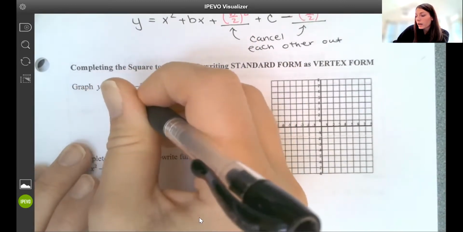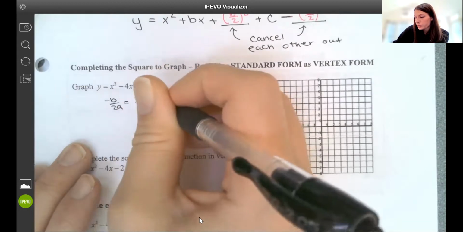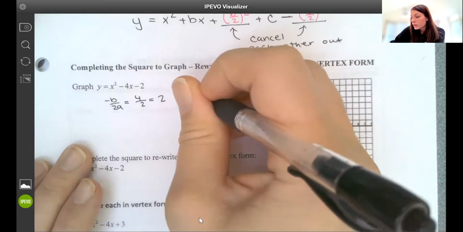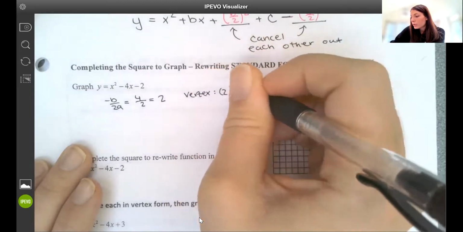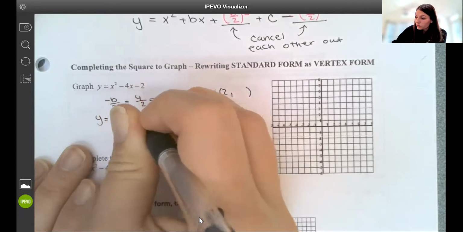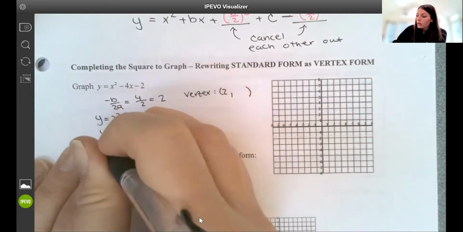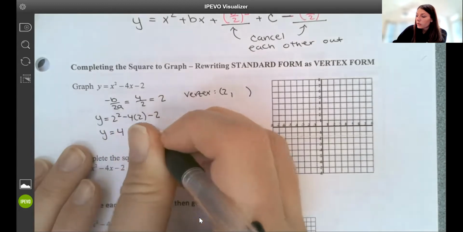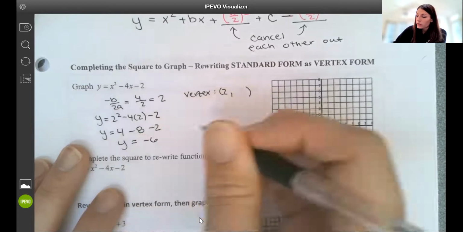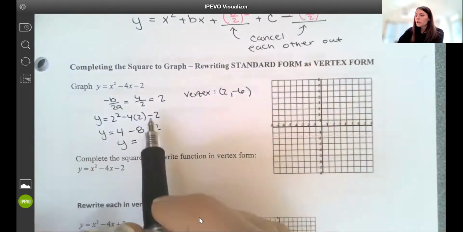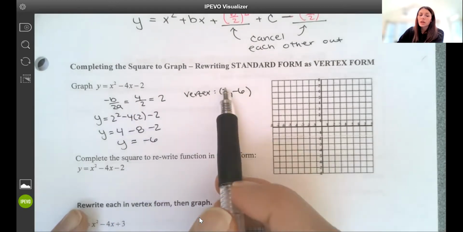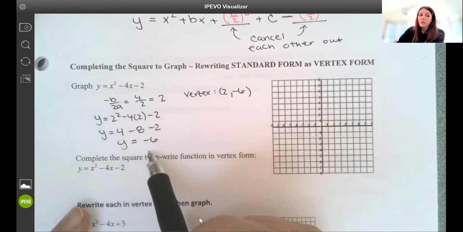Negative b over 2a, giving me 4 over 2, giving me an x value of my vertex of 2. And then I'd plug that in, and I'd get 4 minus 8 minus 2, or negative 6. So this is standard form. This is how we've been graphing. Negative b over 2a gives me my x value. Plug that in, get my y value.